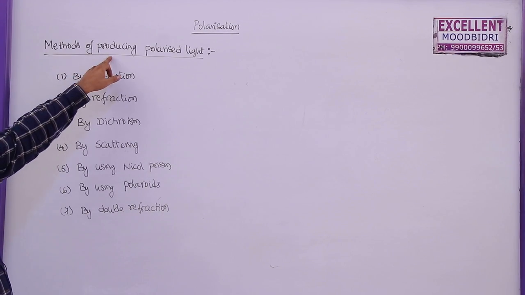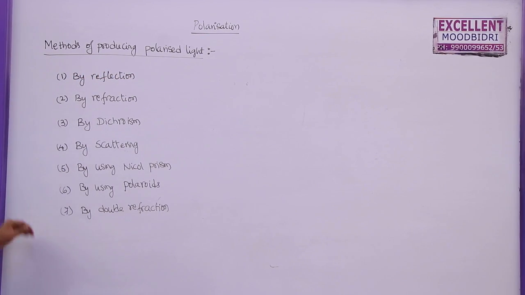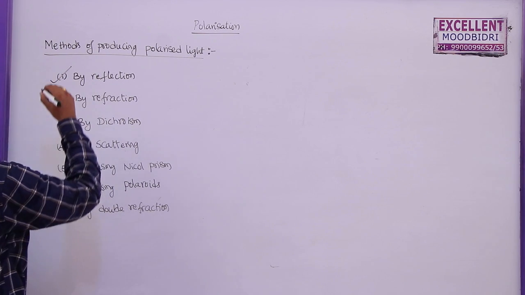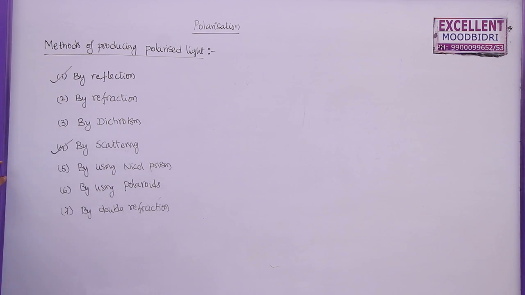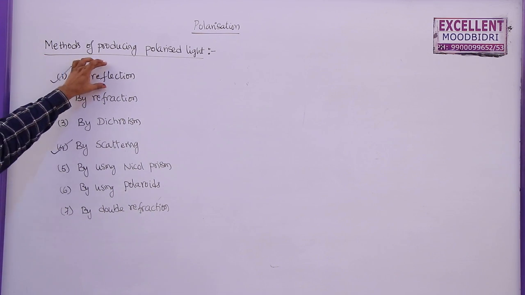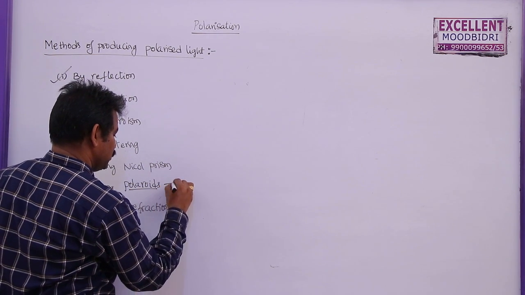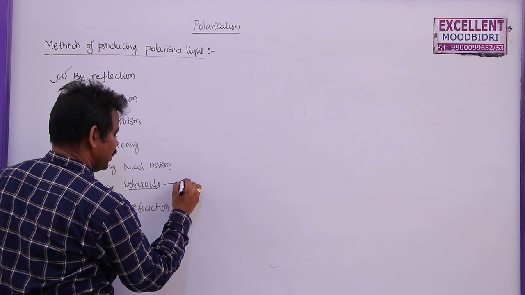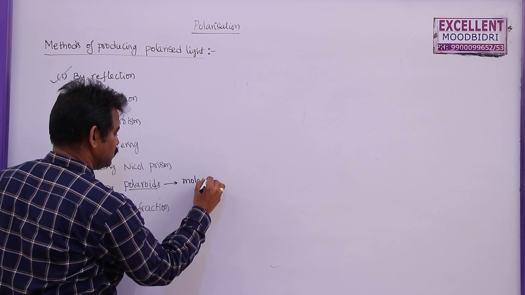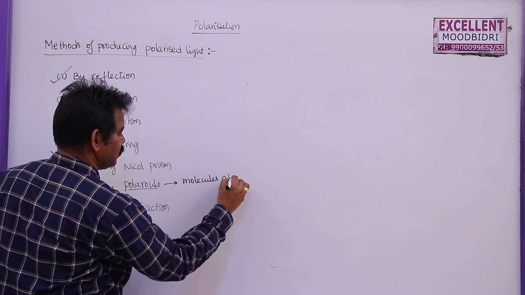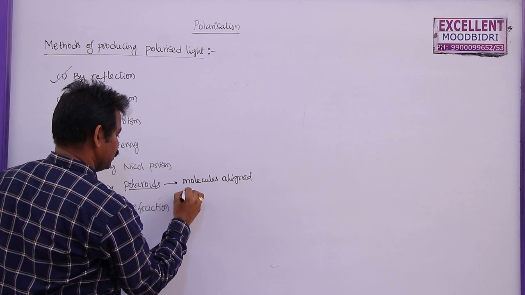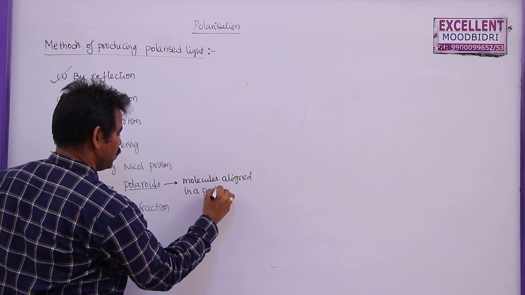Methods of producing polarized light. We have different methods, but we are interested only in this method as well as this method here. We can produce polarized light by reflection as well as refraction, and also double refraction, dichroism, scattering using nickel prism as well as by using polaroids. Now, these polaroids are the materials which are having the molecules aligned themselves in a particular order.